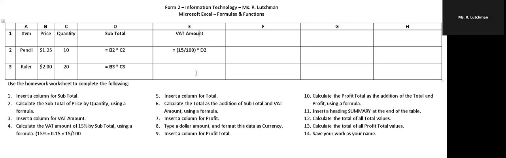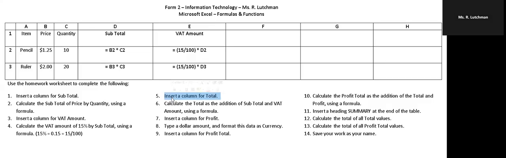The next VAT amount for ruler. Let's click in E3, equal 15%. We know this. So I'm using decimal here, but I would say if you're using fractions, use fractions. If you're using decimals, use decimals. So I have a fraction up there. I'm going to continue with the fraction. Right. Multiply by subtotal. Subtotal for ruler is here. That's D3. All right. So number 4 is done.